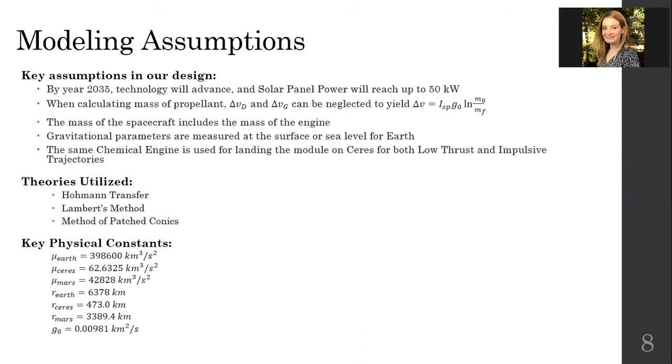Next slide. Some of the assumptions we made when modeling our design include that we've assumed that by the launch date of 2035, technology will have advanced so that obtaining 50 kilowatts of solar panel power will be feasible. We also assumed when calculating the mass of propellant, delta VD and VG are negligible, so our equation can be simplified as shown. And the gravitational parameters listed in our key physical constants are measured at the surface of each body or the sea level for Earth.